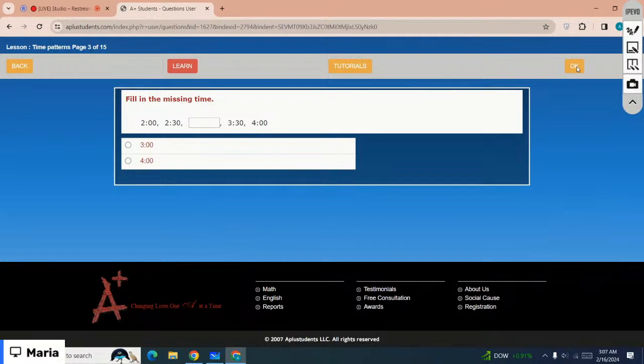Fill in the missing time, which is the correct option. That is 2:30. That means the time is increasing by 30 minutes, right? So the next one would be 2:30 plus 30 is, yes, that is 3. That means the next time is 3. The correct option is 3.